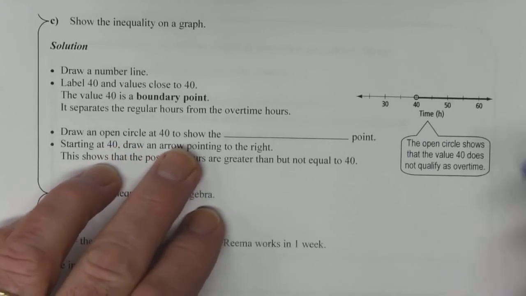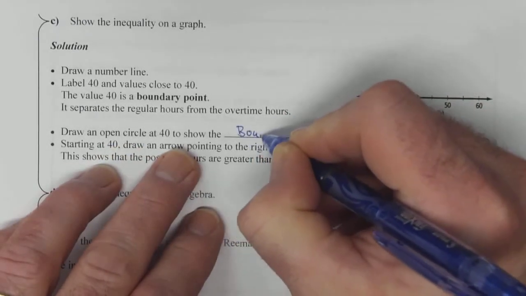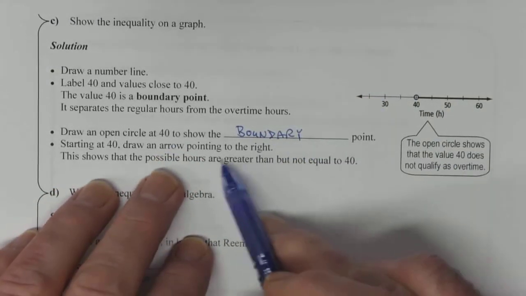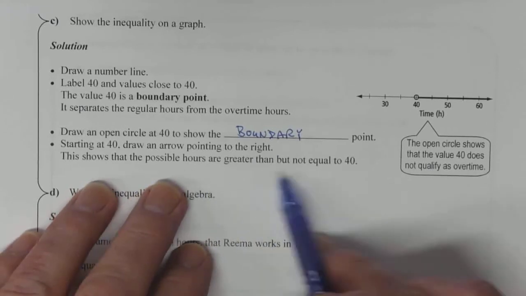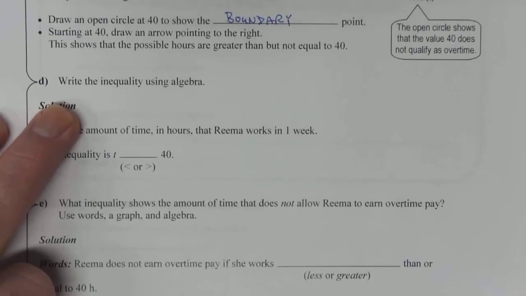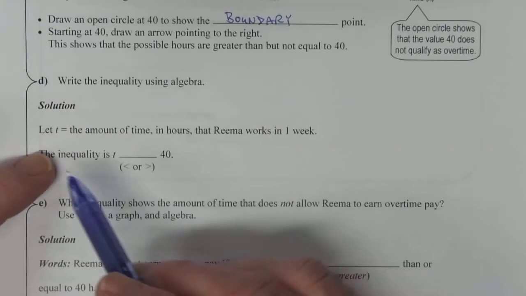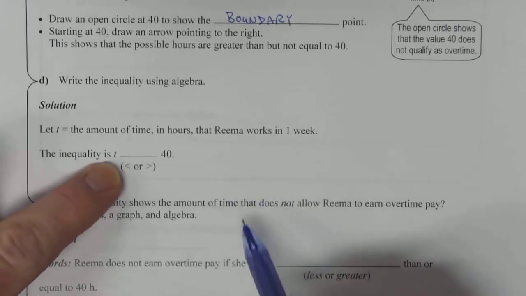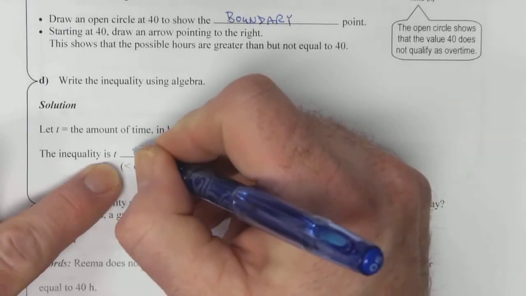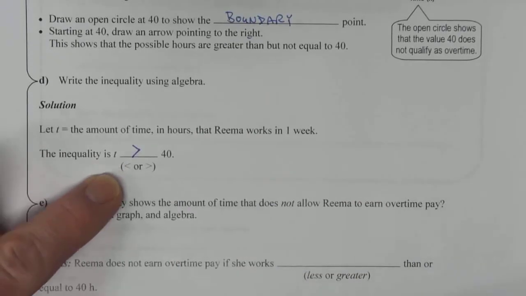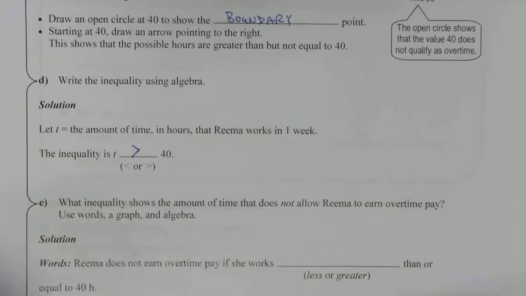So draw an open circle at 40 to show the boundary point, which has been done here for us. Starting at 40, draw the arrow to the right. This shows the possible hours are greater than but not equal to 40. Now, write the inequality using algebra. Well, if T is the amount of time in hours that Rima works in 1 week, the inequality is T greater than 40. If that's the case, then she will get overtime pay.